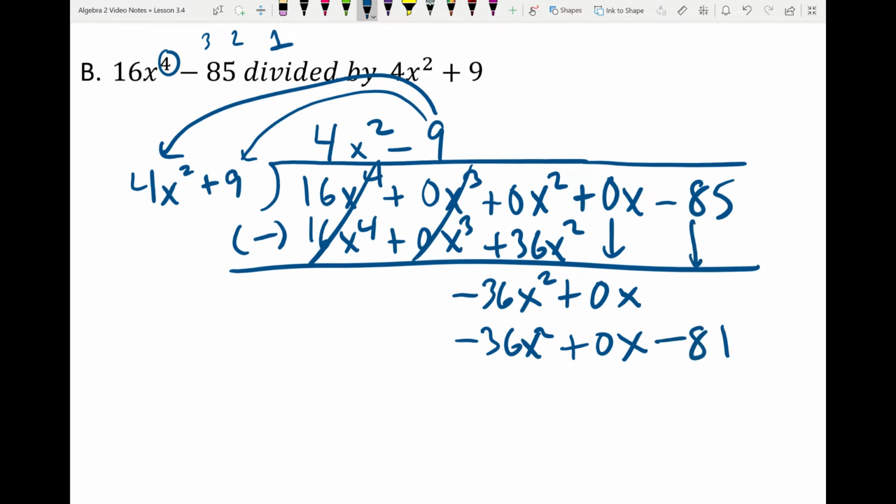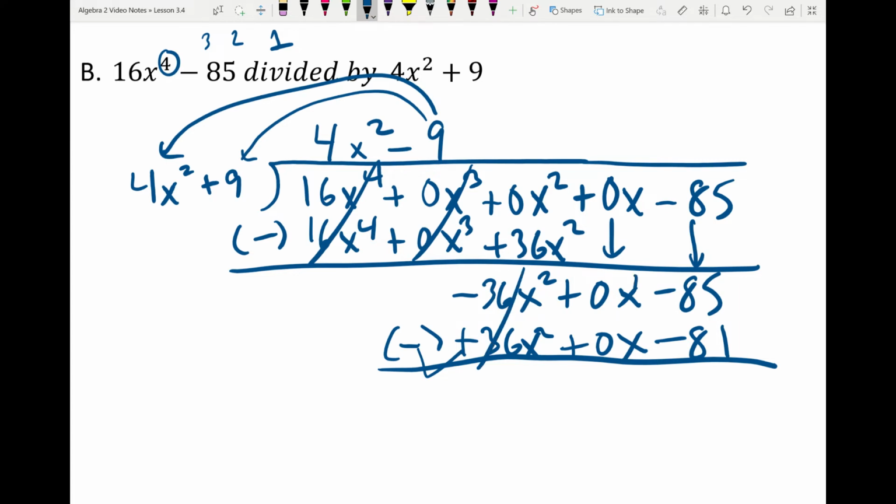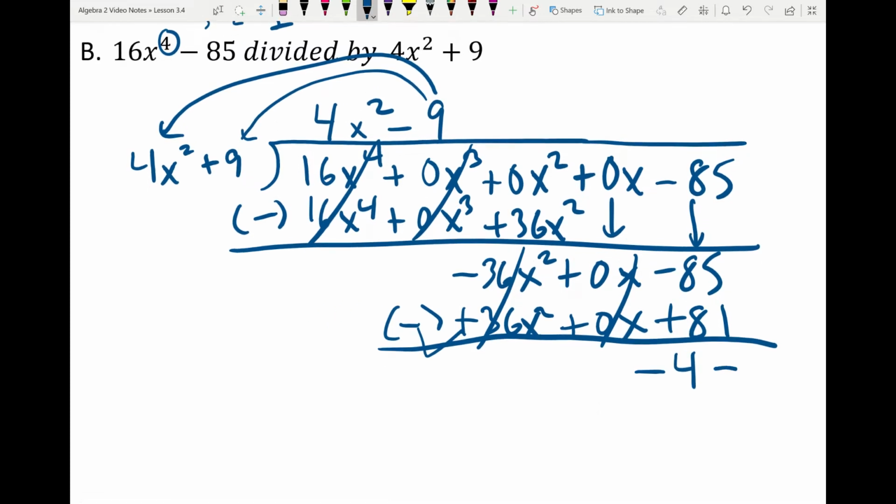So let's go ahead and bring down this negative 85 so that we can subtract those. All right, so now we're going to subtract. So now this becomes a positive because of these two negatives. So basically these cancel out, positive and a negative 36. Ignore that, 0x minus 0x is 0. And then negative 85 minus negative 81, this turns into a plus. So negative 85 plus 81 is negative 4. So that's our remainder. Our remainder is negative 4.